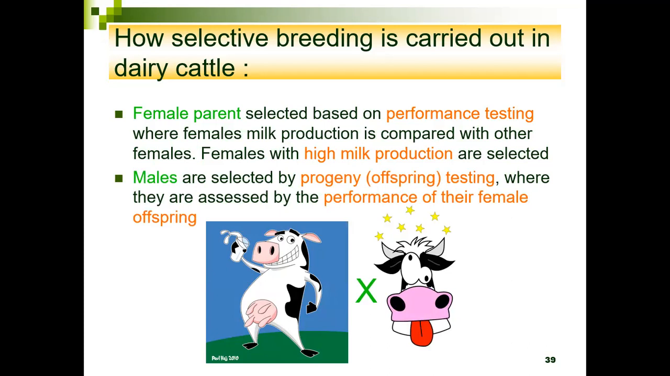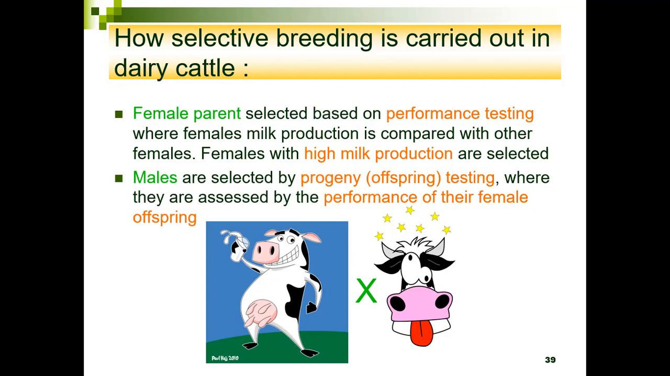You choose the daughters. That means among all the father's daughters, which cow produces more milk? If all of them produce a lot of milk, that means this father also carries the high milk yield gene, right? The superior gene. So for the father, we have to select by progeny testing. Progeny means offspring. We choose the offspring for high milk yield. So we look at the performance of the female offspring.